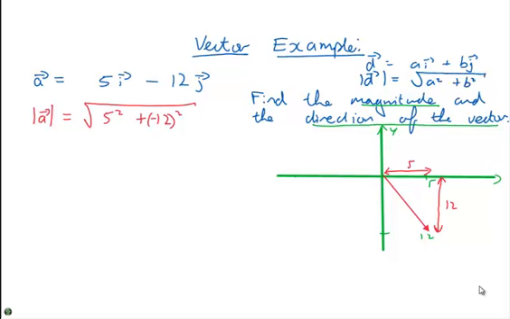Now we can see that clearly from here because we have a right angle triangle. This side is 5, that side is 12. This is the magnitude from here to here. So it's just using Pythagoras' theorem.